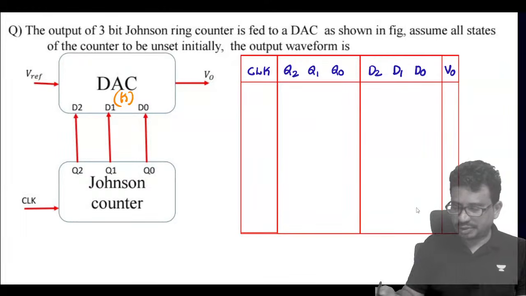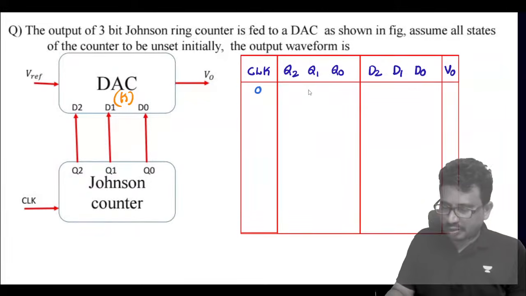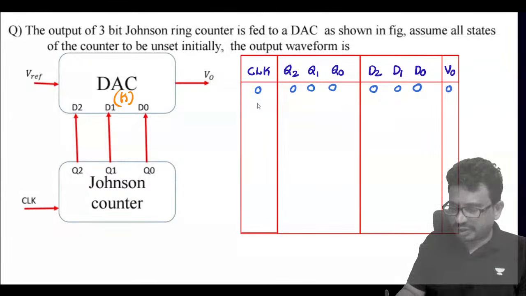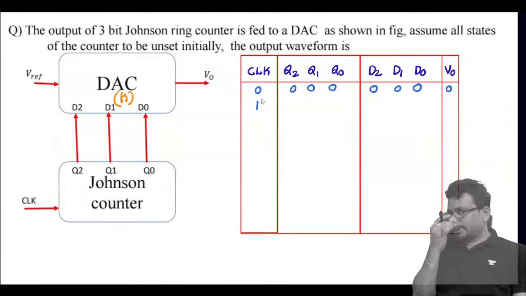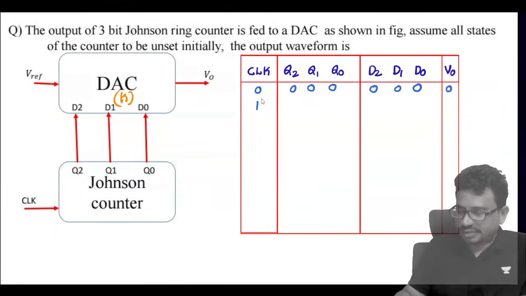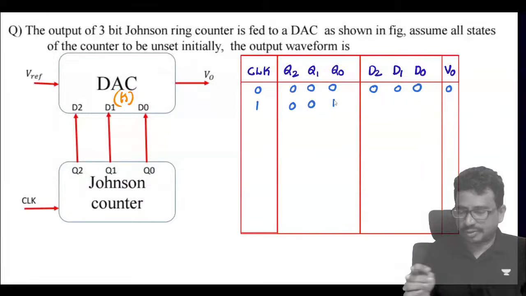Yeah, you can tell me now here. Initially, when you apply the first clock, all the values are reset now: 0, 0, 0. So this is also 0, 0, 0. This value is 0. When you apply the first clock, see what happens. What will come out, tell me. So this will come as 0, 0, 1. Okay, 0, 0, 1.